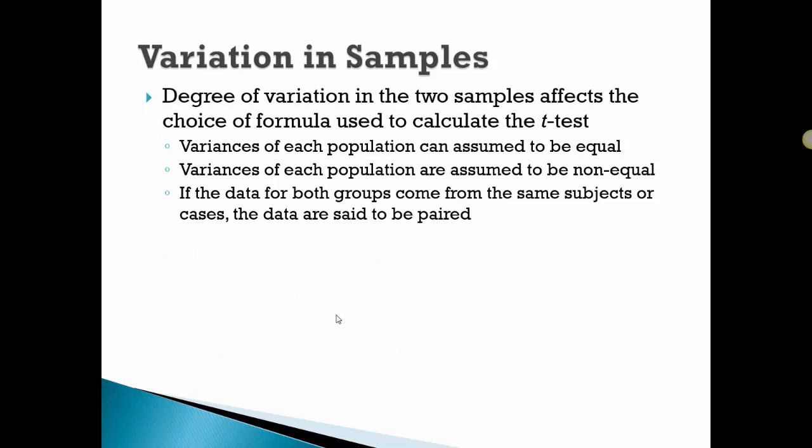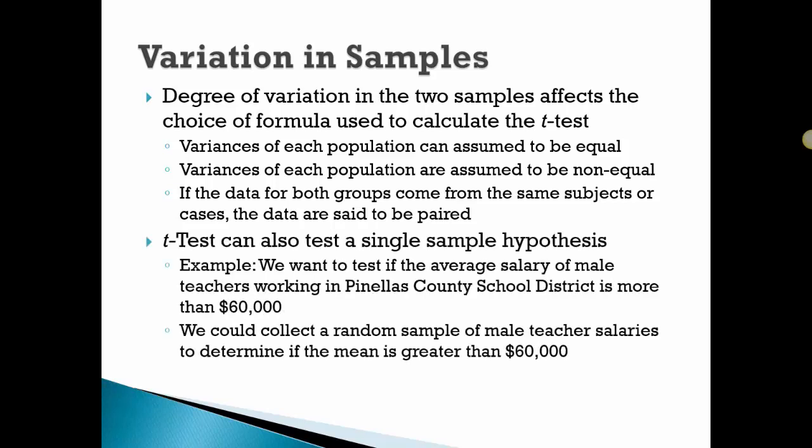Now remember, we have variation in samples, and the degree of variation in the two samples affects the choice of the formula used to calculate the t-test. Variances of each population can be assumed to be equal or non-equal, and if the data for both groups come from the same subjects or cases, we could actually pair the data. The t-test can also test a single hypothesis.